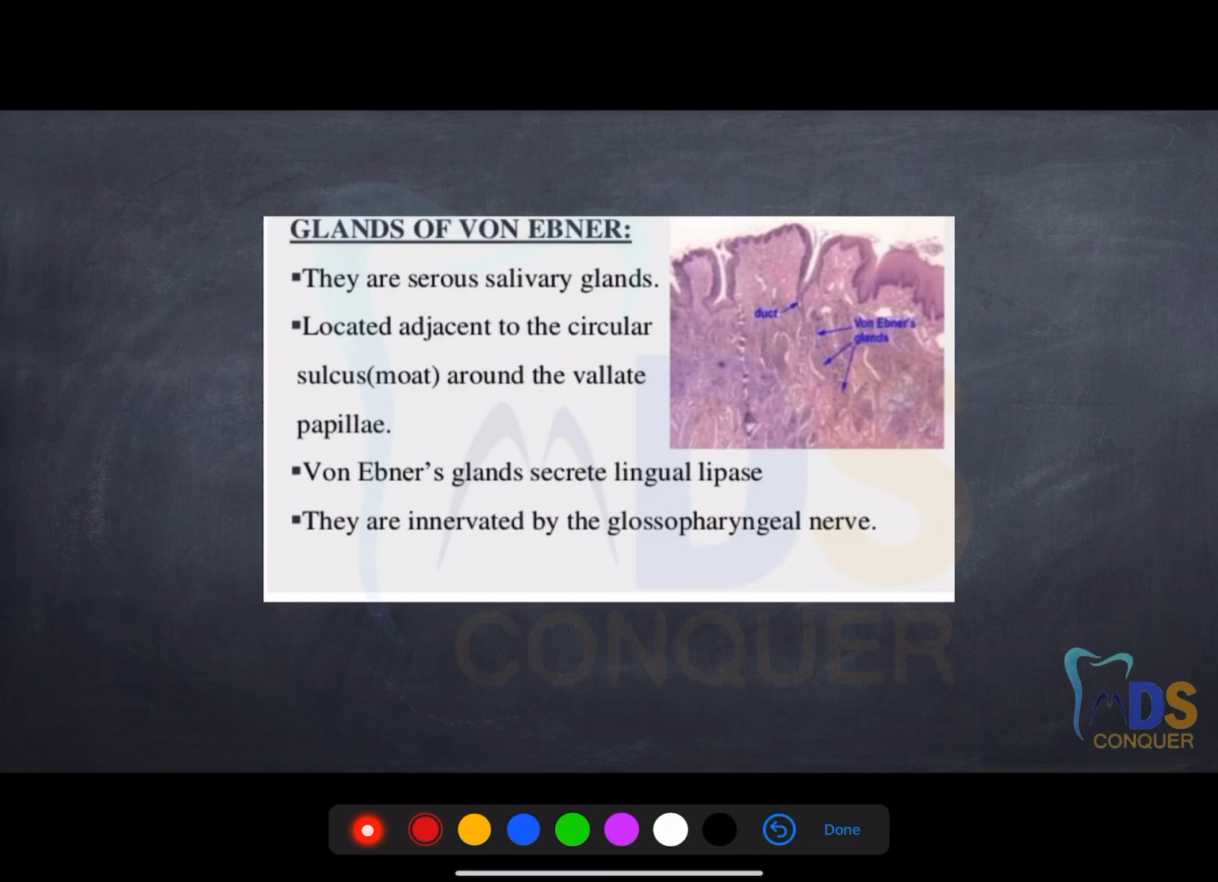Von Ebner glands, these are the serous salivary glands. We have already discussed the different types of glands and their contribution, whether it is serous or mucous or mixed or predominantly something. We have discussed everything in the group. Just go back and check those pics or the notes that are posted on it. And do make a note, lingual lipase is very specific. Lipase is not secreted by saliva in general. It is lingual lipase which is secreted, and it's very specific to von Ebner glands, and it is innervated by the glossopharyngeal nerve.